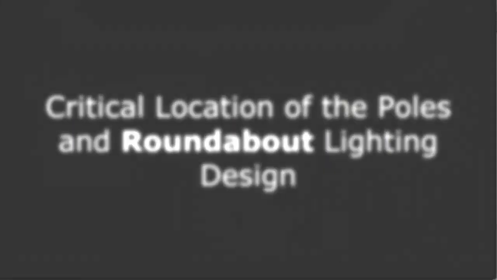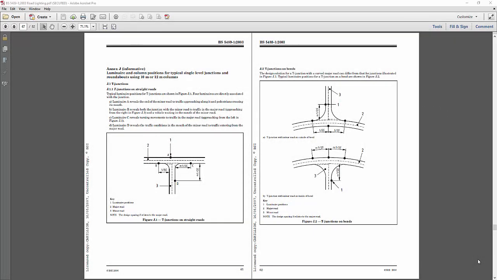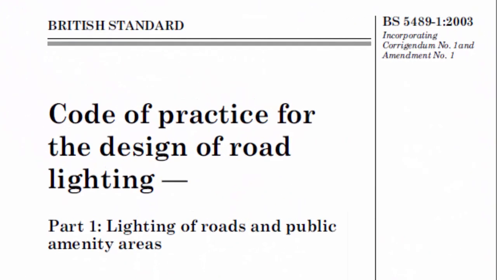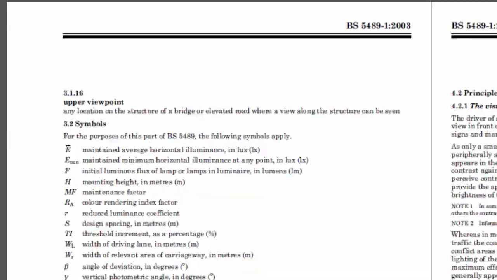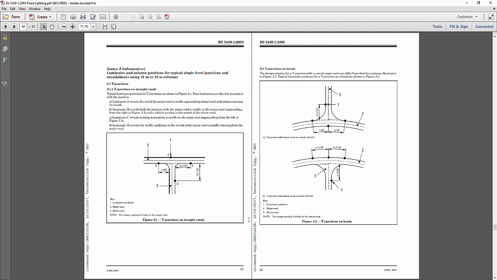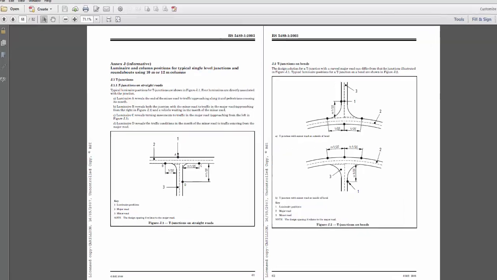But this time, we are talking about the critical locations of the poles or the luminaires on the road. So we will be using this ebook, BS 5489-1 of 2003, for us to get the proper locations of the luminaires on the road. Like, for example, this T-junction road here. Okay, so let's zoom this one.